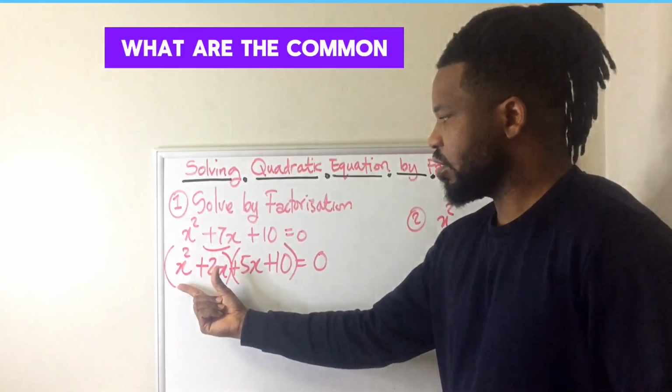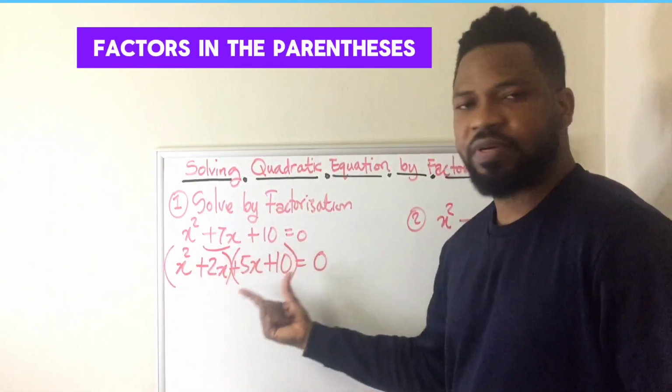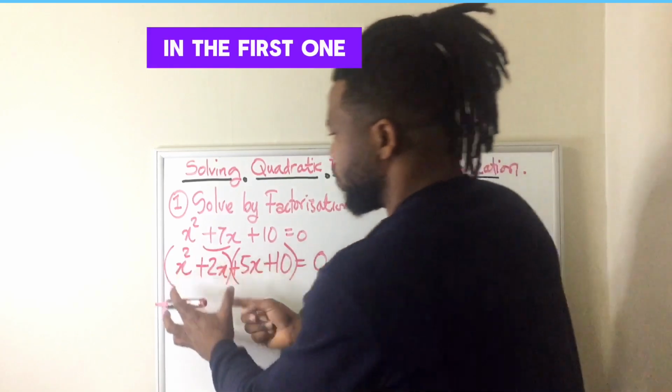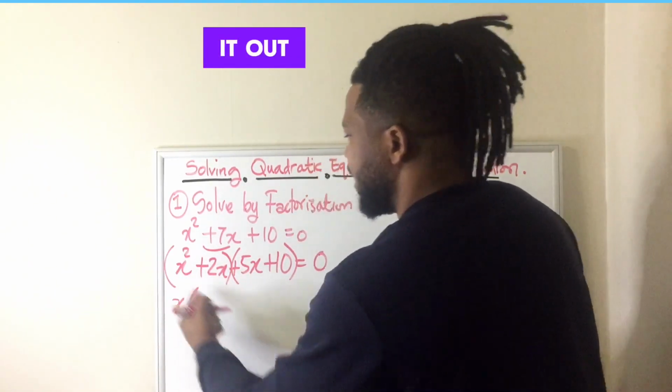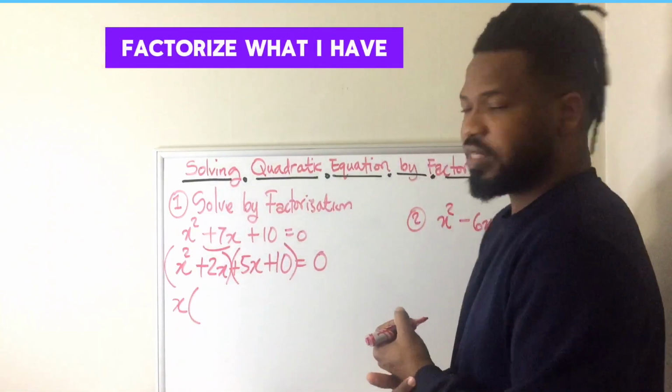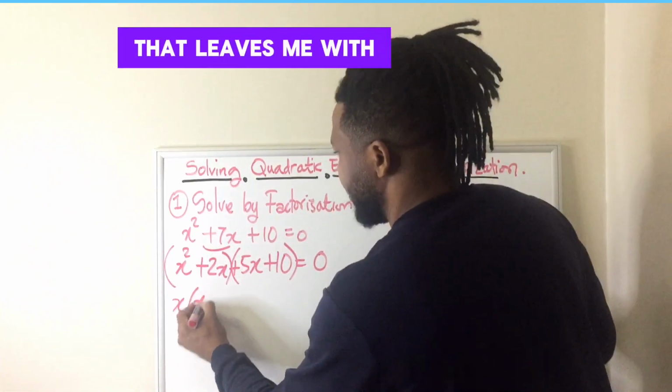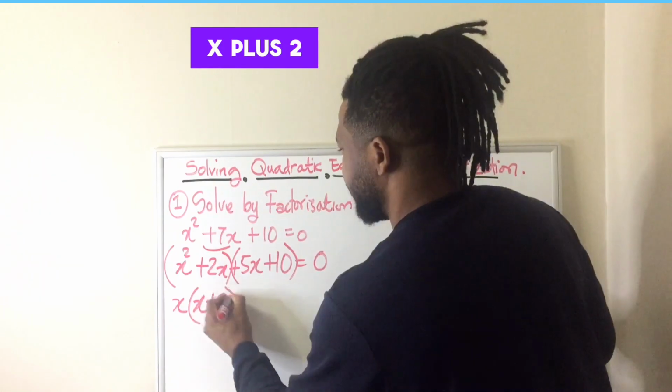What are the common factors in the parentheses we have right here? In the first one, the common factor is x. So I'm going to pull it out and use it to factorize what I have in the parentheses. That leaves me with x plus 2.